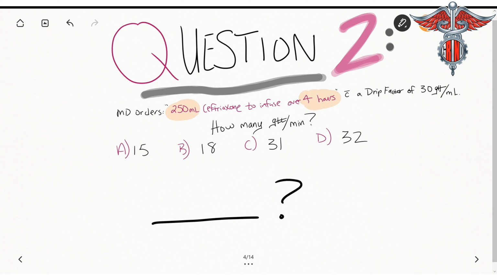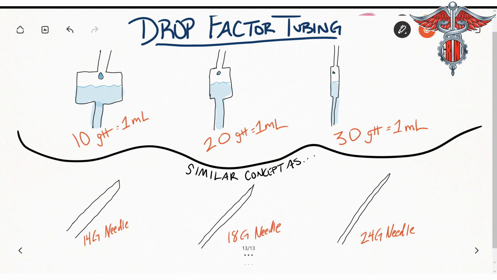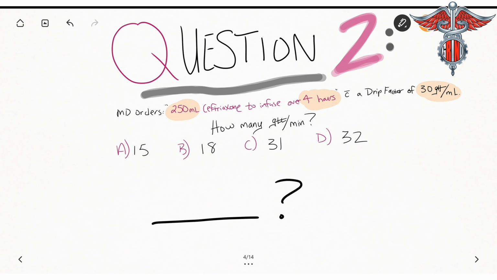There's our time. Now, guys, whenever I'm making these jokes and saying who cares what's infusing, of course, read the question. Sometimes they'll throw a curveball at you just to see if you're paying attention. But we're just going over the concepts of how to solve these from a mathematical standpoint. 250 mils infusing over 4 hours, and you have a drop factor of 30 drops per mil. So that's that real skinny tubing, right? You can keep that in your mind. 30 drops per 1 mil. So how many drops per minute are we infusing into this patient?